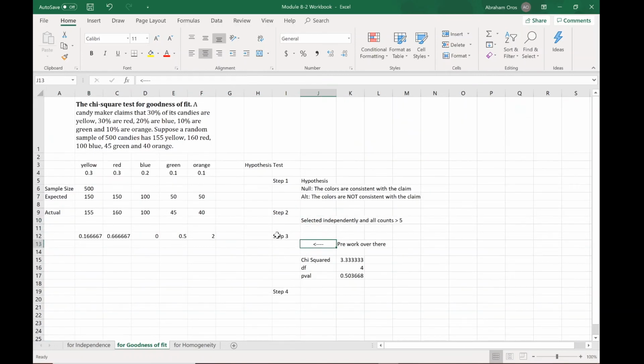I already did the step 3 work, so you can see the p-value is 0.5. When it's that high, it doesn't really matter. If your alpha is always 5% or 0.05, then we're definitely going to fail to reject the null hypothesis. And of course, there's more to write there. You'll need to write out that sentence. So go ahead and look at the solutions to see how you would write that out.